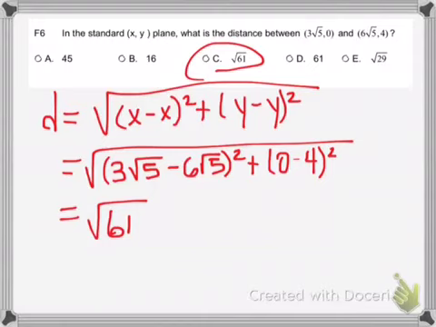Number 6, in the standard xy plane, what is the distance between 3 square roots of 5, 0, and 6 square roots of 5, 4? This one's harder to plot, so I use the distance formula instead of graphing it and using the Pythagorean theorem. The distance formula says the square root of (x minus x) squared plus (y minus y) squared, and I substituted in my x coordinates, 3 square roots of 5 and 6 square roots of 5. I substituted in my y coordinates 0 and 4, and I put that in the calculator, and I got the square root of 61.